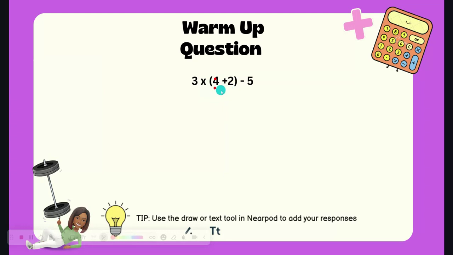So 4 plus 2 I know is 6. Then I want to bring everything else down. So 3 times 6 minus 5. I started with my parentheses because that is the very first step in the order of operations using PEMDAS. I don't have any exponents. Now I can move to multiplication and division in the same step. I do not have any division, so I am going to multiply 6 times 3, or 3 times 6, which gives me 18. And then I will bring everything else down.